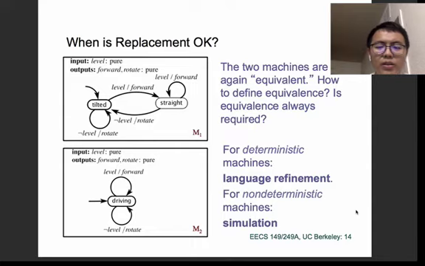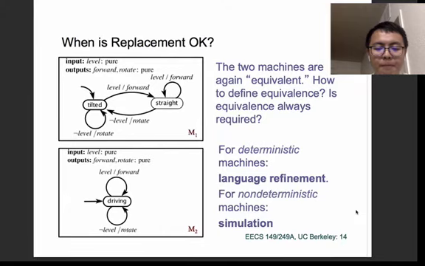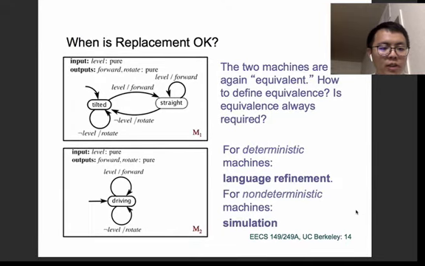So how to define the equivalence? Is equivalence always required? For deterministic machines, the language refinement is required. For non-deterministic machines, we need simulation. So when we want to talk about the simulation, which is the strongest equivalence, which is bisimilar.